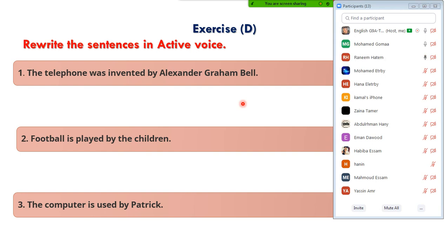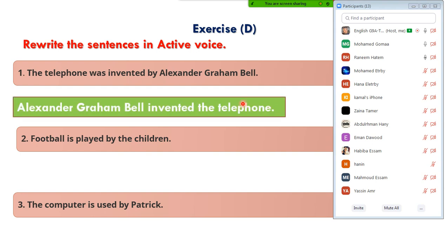It's going to be Alexander Graham Bell invented the telephone. Yes, excellent. What did Raneem do here? She kept the tense as it is. How do I know this is in the past? Because I have here verb to be in the past, was. It's past simple. So that's why she kept the same tense, which is the past simple, and the active one.